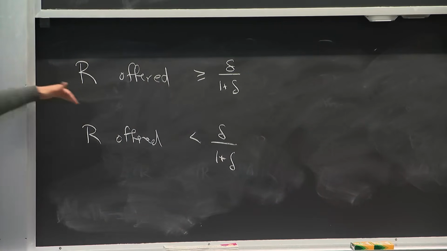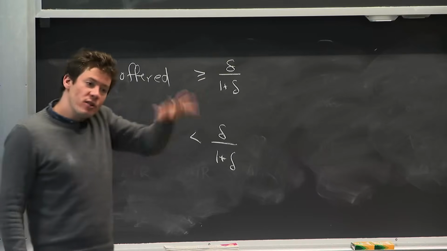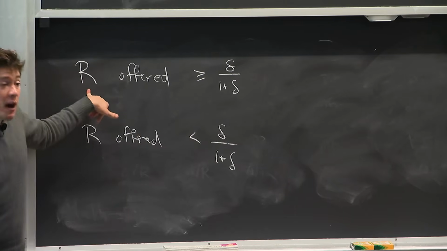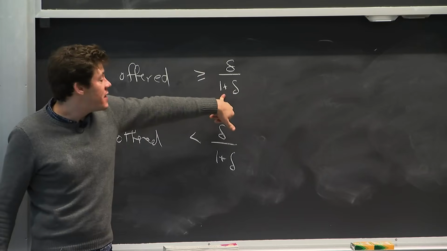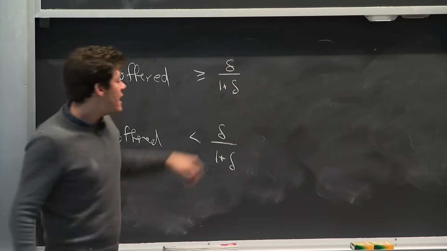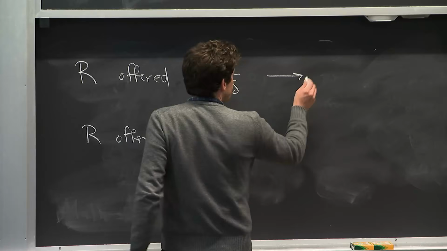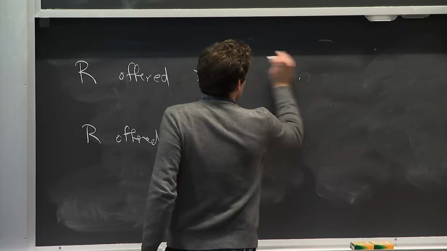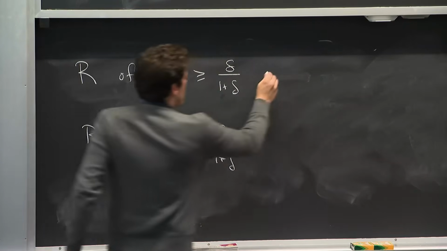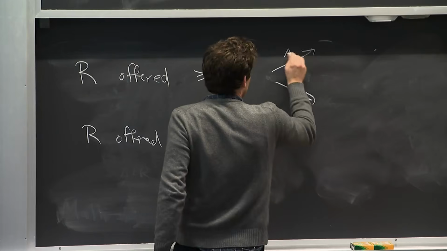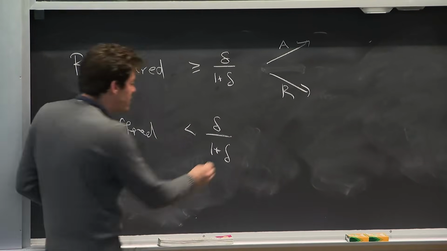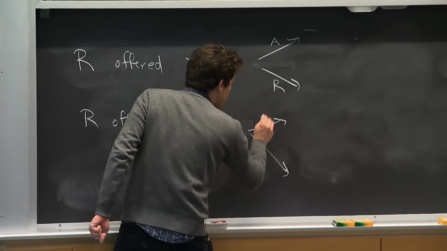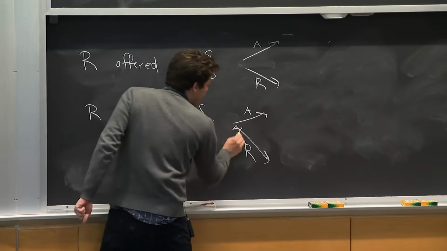There's some class of histories where a lot of things happen, we don't worry about it, but then at the end of it, I'm the responder, and I'm offered some amount that's weakly greater than delta over 1 plus delta. And what I'm supposed to do is accept this. And then there's other histories where I'm offered strictly less than delta over 1 plus delta. And again, I can choose whether to accept or reject, but I'm supposed to reject these.